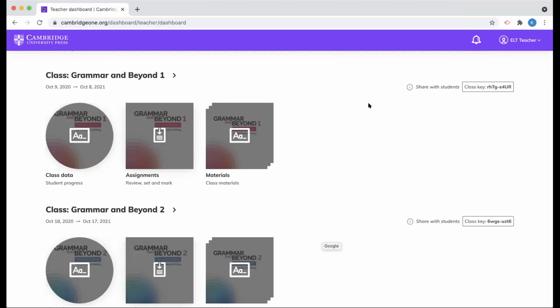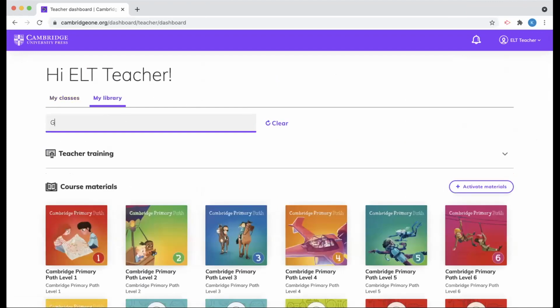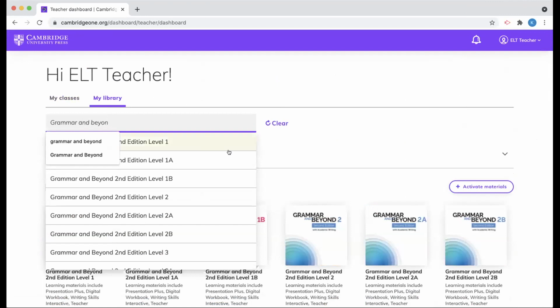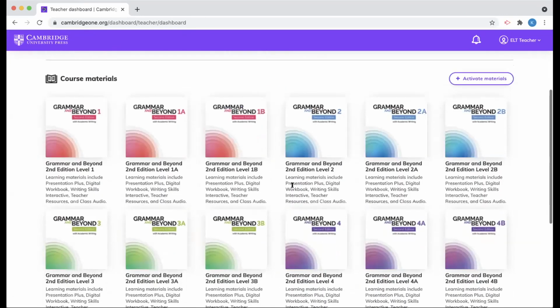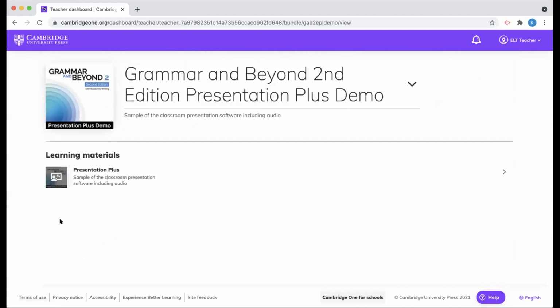So now I hope you can see my screen. I just logged into Cambridge One. So the URL is cambridge1.org. And if you create an account as a teacher, or if you already are using Grammar and Beyond on our CLMS platform, you can also use that login on Cambridge One. So if you go to my library here and search for Grammar and Beyond, you'll see all of the courses. It's very colorful. And if you scroll to the bottom, you see here, it says Presentation Plus Demo. So if you click on that, you'll have free access. You don't need any codes. And you can just click and launch Presentation Plus online. See if that works.